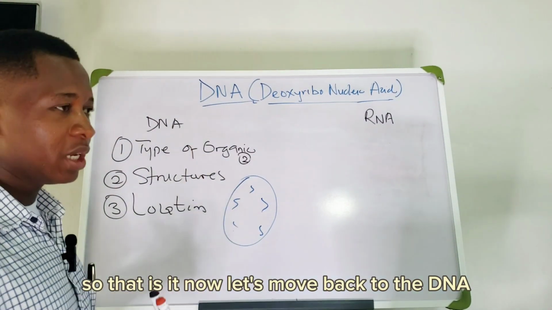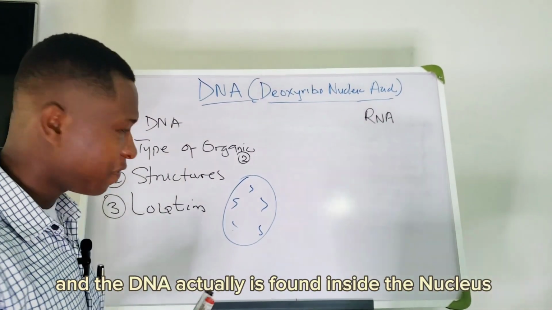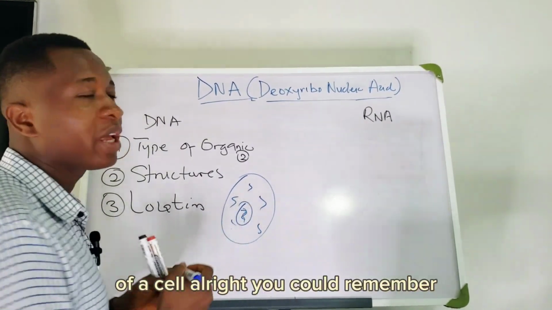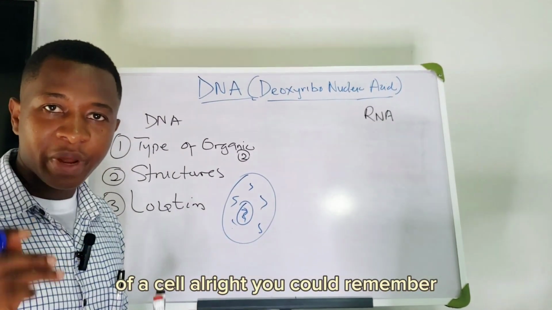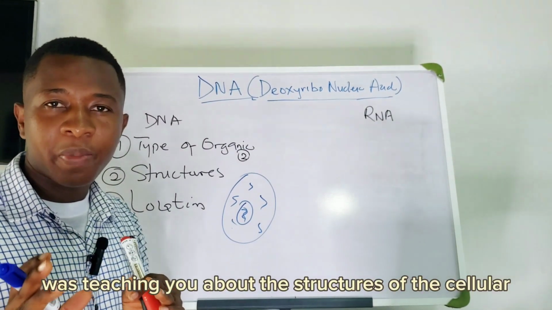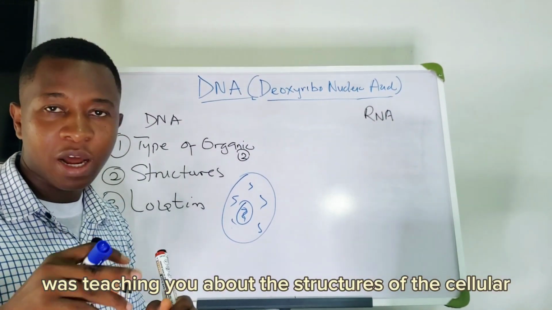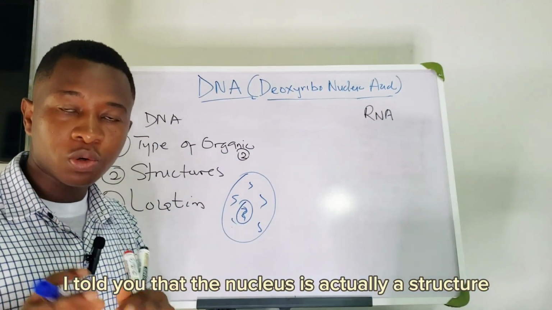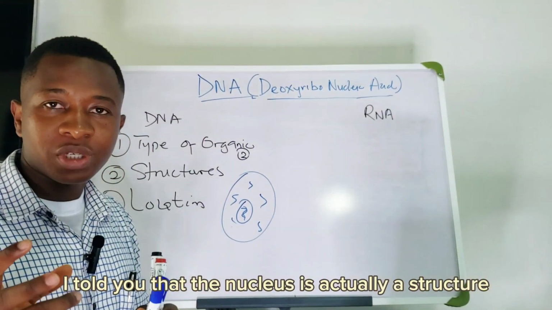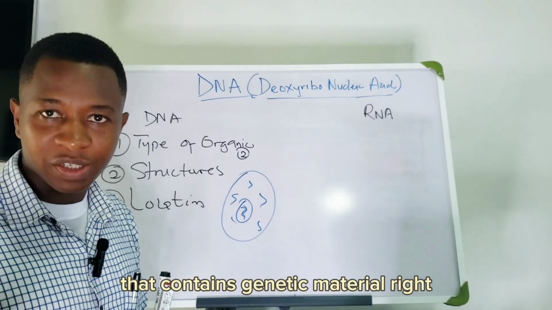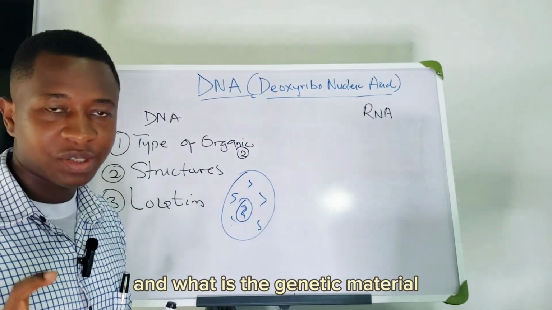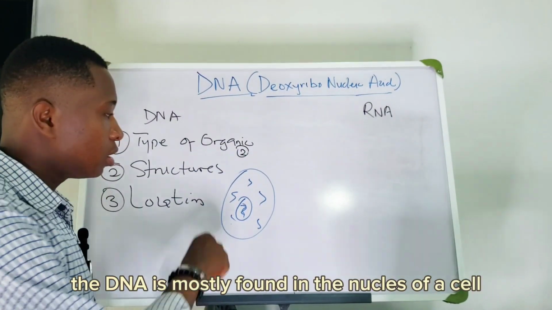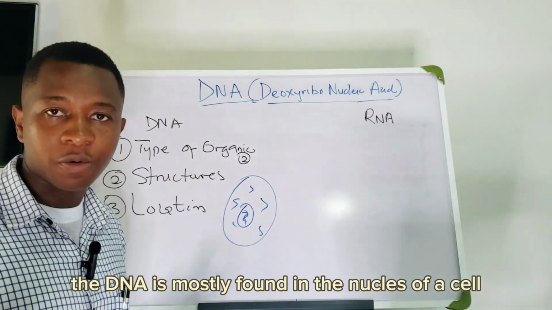Now let's move over to the DNA. And the DNA actually is found inside the nucleus of a cell. All right. You could remember when I was teaching you about the structures of the cellular organelles, and when I talked about the nucleus, I told you that the nucleus is actually a structure that contains genetic material. All right. And what is the genetic material? It is the DNA. So the DNA is mostly found in the nucleus of a cell.